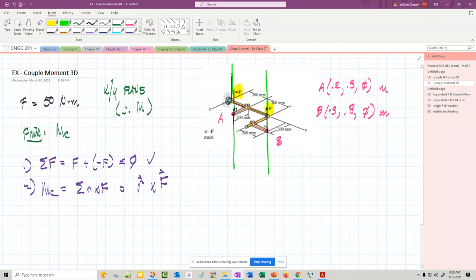So we have to take one force crossing with the other force. Since this force right here is positive, it's going up, let's take that force crossed with the position vector that comes from that point.